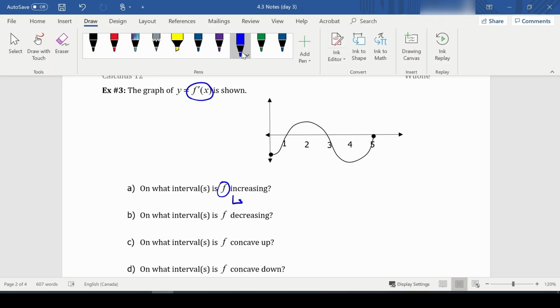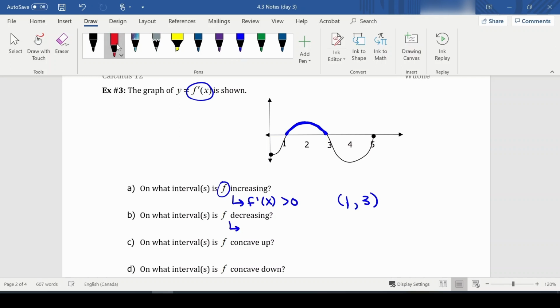So f would be increasing if f prime is positive. So where is my graph here of f prime positive? It's positive right here. So this would be 1 to 3. Again, not including 1 and not including 3.